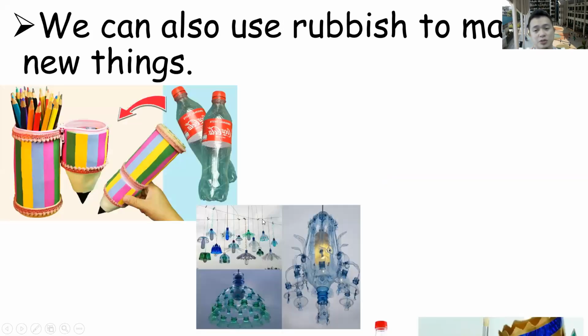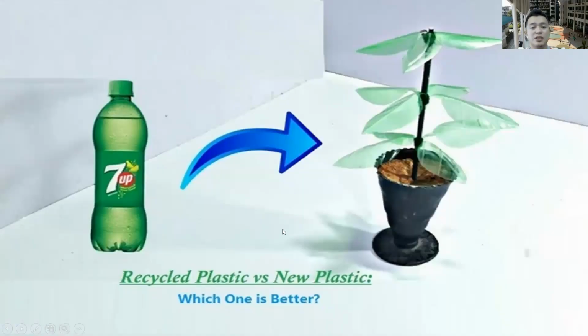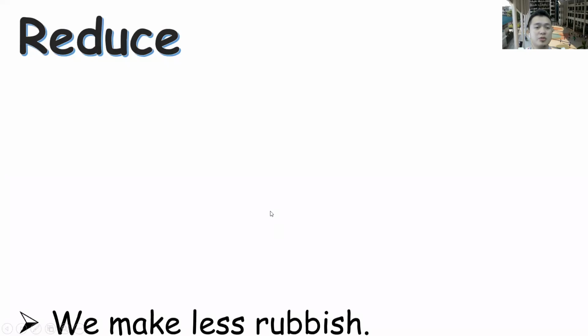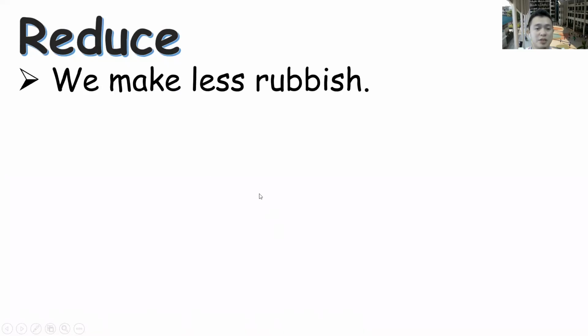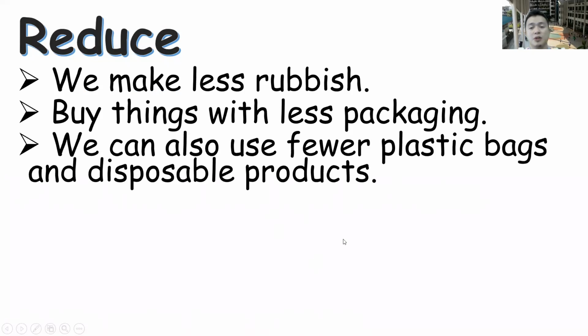So in order for us to reduce those things, what can we do? We can do something in order for us to help our surroundings, to help maintain a very good atmosphere. So we can reduce, we can make less rubbish, buy things with less packaging, or we can also use fewer plastic bags.